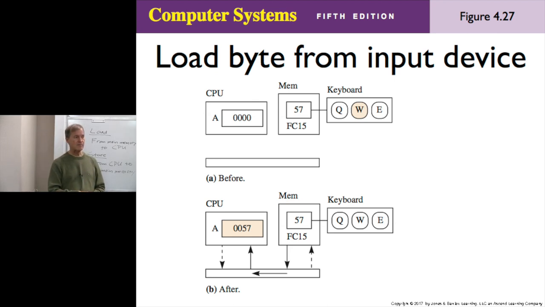Yeah. Is the W highlighted to represent like? Oh, that QWE. That's the QWERTY keyboard. QWE on the keyboard. So, as if you press the W. Yeah, yeah, yeah. What happens is when you press the W, then that character goes into the input stream from the keyboard, which is fed into that byte location in memory.